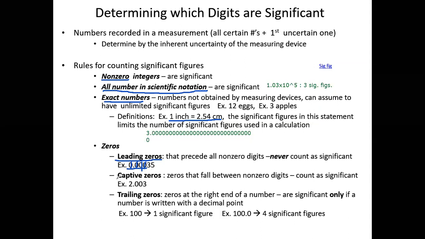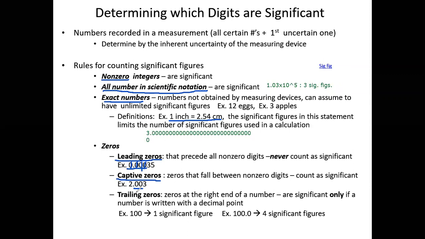Likewise, another type of zero we have is captive zeros. So captive zeros are between 2 non-zero digits. So these 2 zeros between 2 and 3 are significant because they're contained between 2 non-zero digits. So anytime you see a captive zero, they're significant.